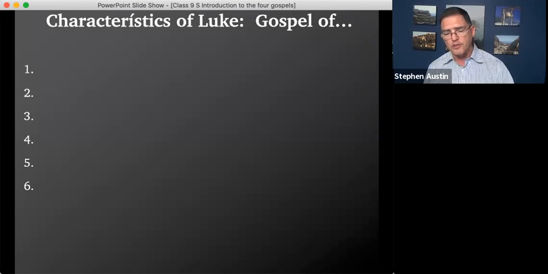Number 2, it's a gospel of women. You have a lot more women mentioned prominently and favorably than you do in the other gospels. For example, Elizabeth, Anna the prophetess, Mary, the widow of Nain, the sinful woman in Luke 7, Mary and Martha, the women who followed him and financed his ministry. Just a number of women mentioned positively by Luke.